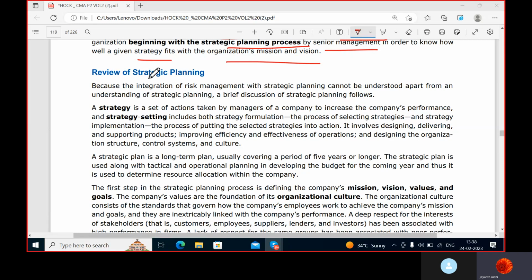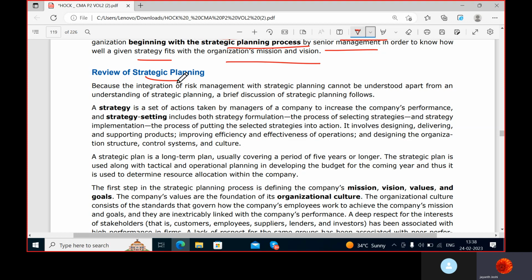So, review of strategic planning. Planning is what thinking before doing anything is called planning. Am I right? The strategies are made by the... see, strategy is a course of action and planning is for the long term. So what do you mean by review of strategic plans?